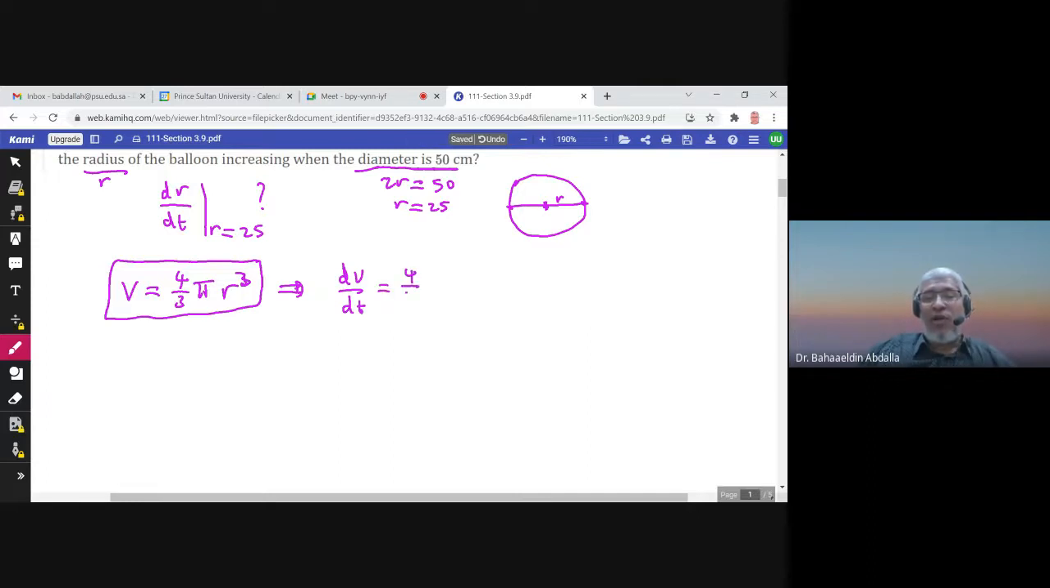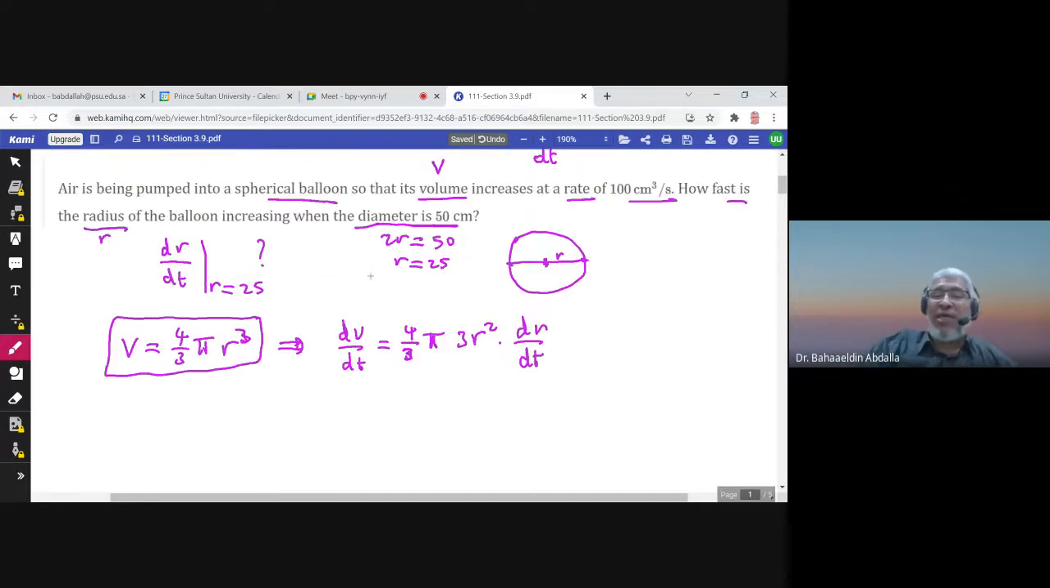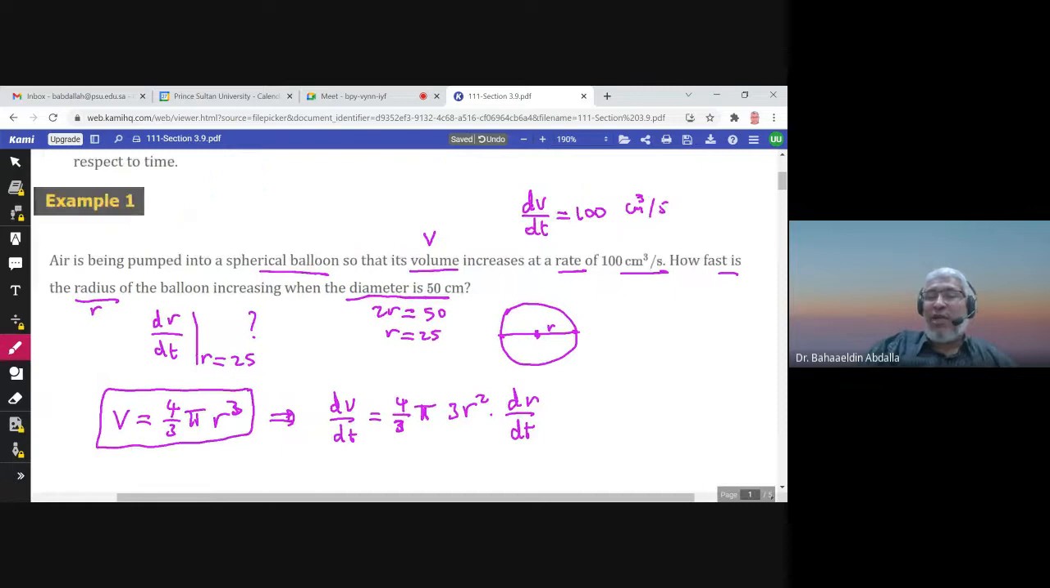Now 4 over 3 pi is just a constant. We don't do anything with the constant. When it's multiplied by a function, we keep it. And r to the power 3, we find the derivative of r to the power 3. It's 3r squared times what? Times r prime, or dr by dt, using the chain rule. Okay, so this is what happens when we find the derivative of this equation with respect to t. Now dV by dt is given. It's 100 in the question.